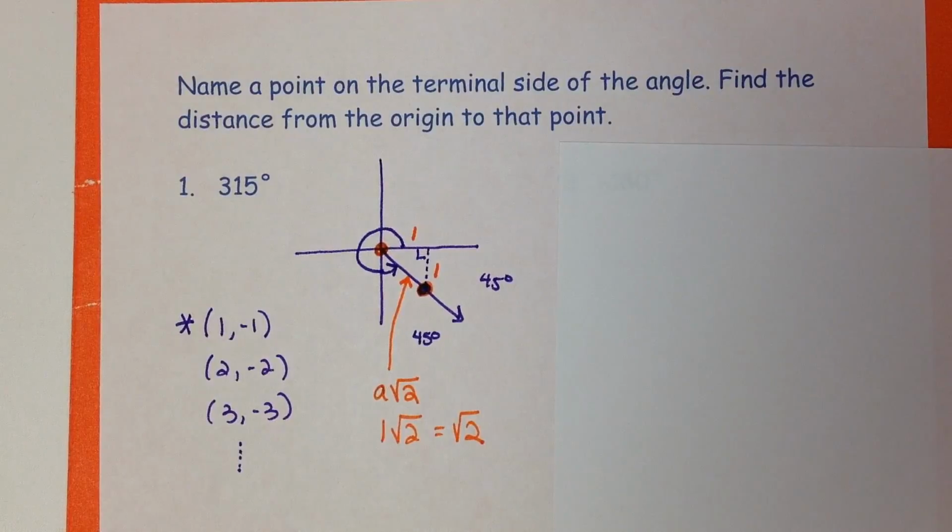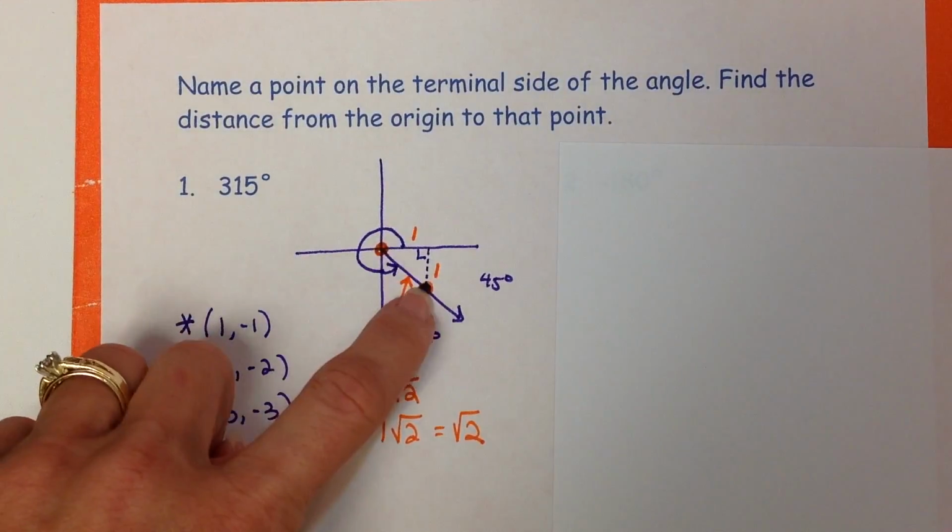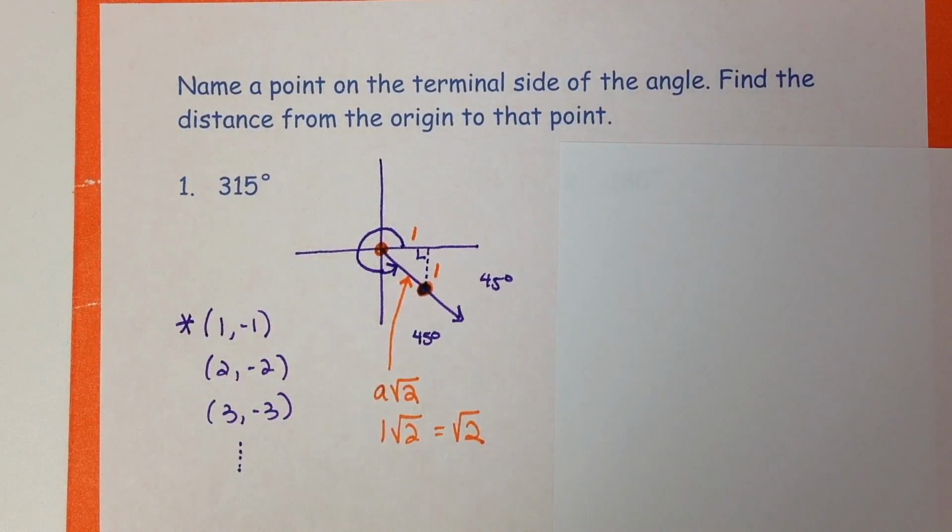Okay, so that would be the distance from the origin to the point. But that is a 45, 45, 90 triangle, so we can apply that. Okay, next one.